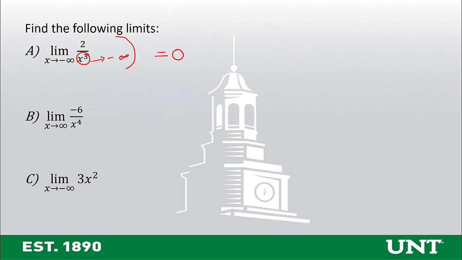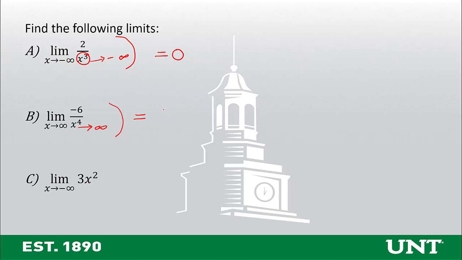B. Find the limit as x approaches infinity of negative 6 divided by x to the 4th. Similar to the previous example, the denominator for this one also gets very large, and when that happens, the expression will approach 0.